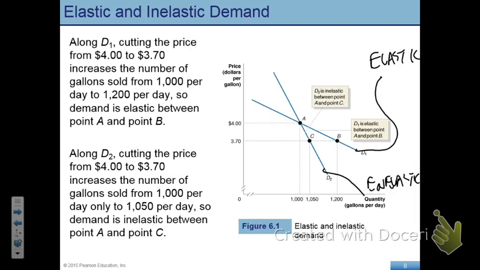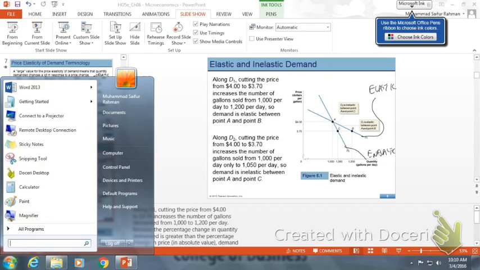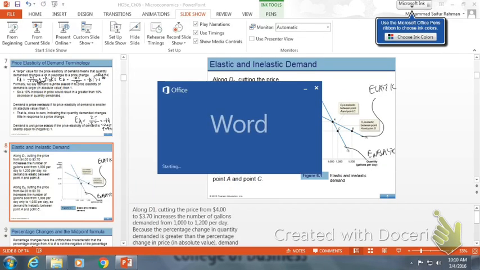So, if you are given any 2 points like A and B or A and C, meaning that you know 2 prices and 2 quantities, and you're asked to calculate the price elasticity of demand, you should be able to calculate that. How? Let's now look at how we can calculate price elasticity of demand. I guess we need a little bit of space. We are going to talk about 2 methods of calculating price elasticity of demand.